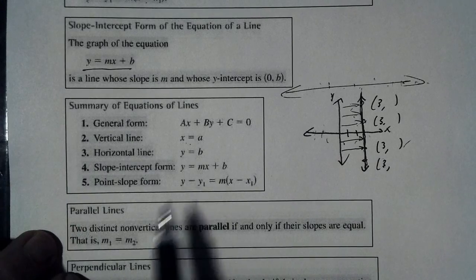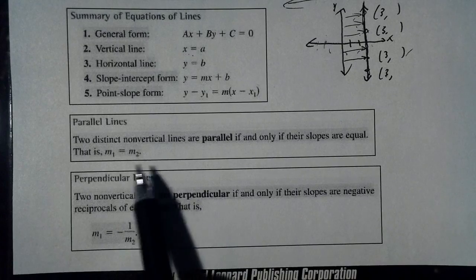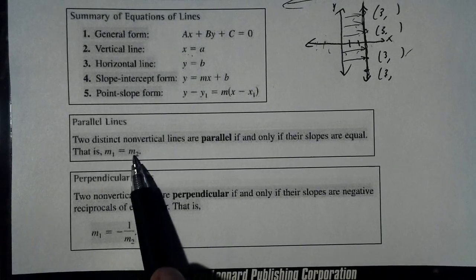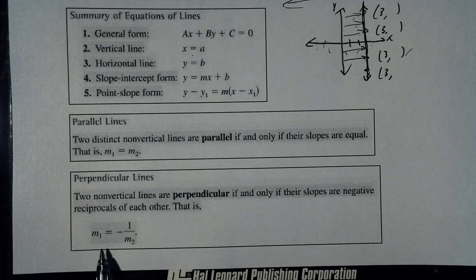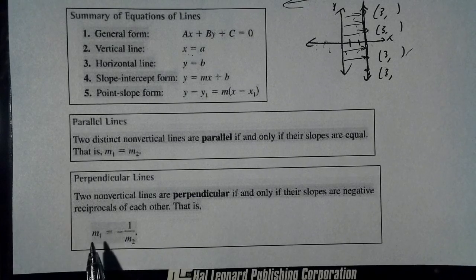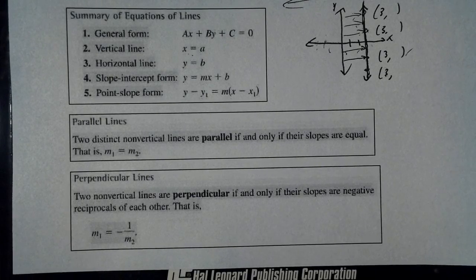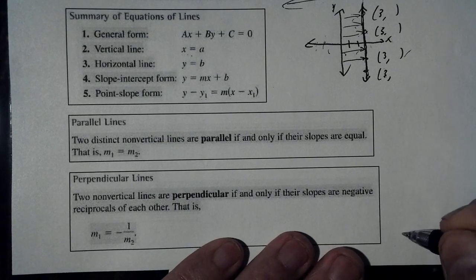Slope intercept we talked about. Point slope we talked about. Parallel lines should make sense if the slopes are equal. And perpendicular lines, the slopes are opposite reciprocals. It'd be nice if they were just reciprocals or just opposite, but let's think about this for a minute.